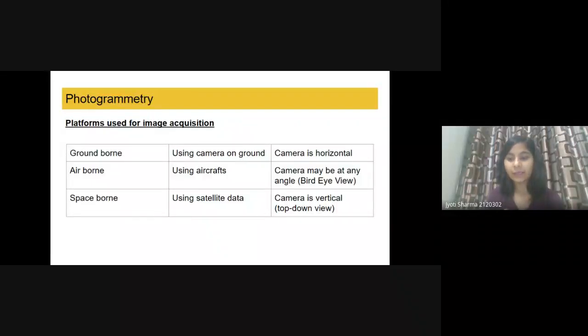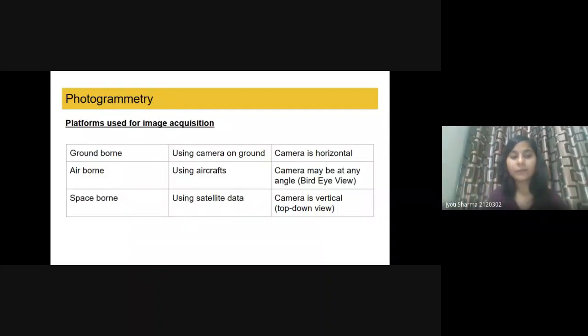Kind of like I told you, it can be a ground-based camera. It can be the camera that is on drones or on aircraft, or the camera can be on a satellite. Okay, so this is all about the platform we are using to get the images. The first is ground borne, which means you are using a camera on the ground.